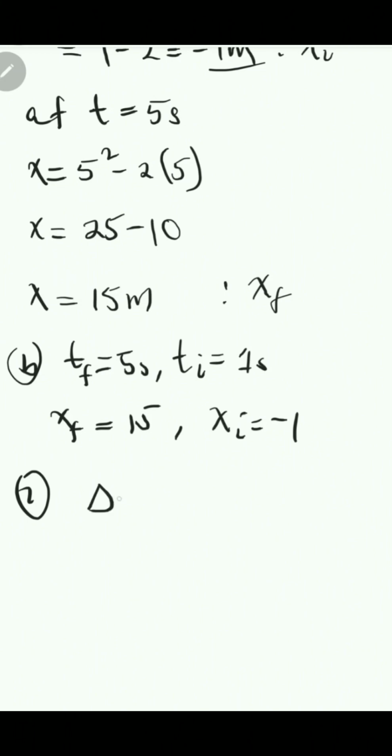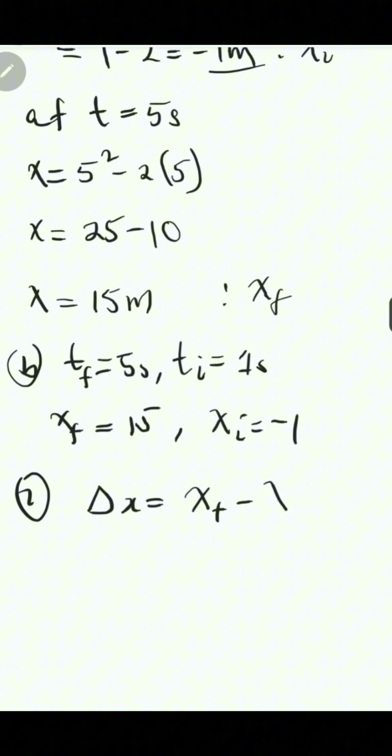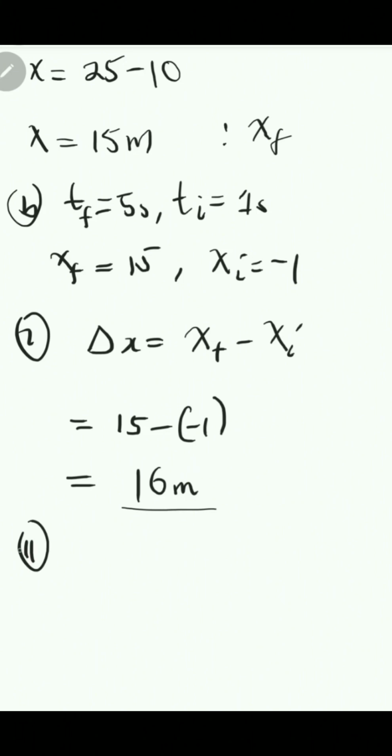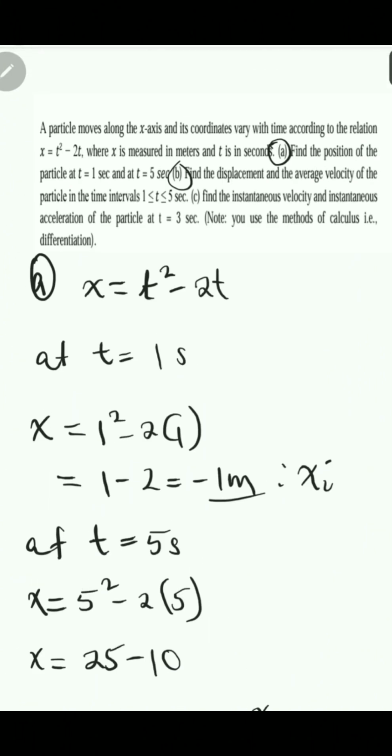So now to find the change in position, we'll say the final position minus the initial position. So this simply gives us 15 minus negative 1 for the initial. So this simply means we're going to get 15 plus 1, which is 16 meters. So this is our displacement. We now move to the second part of part B.